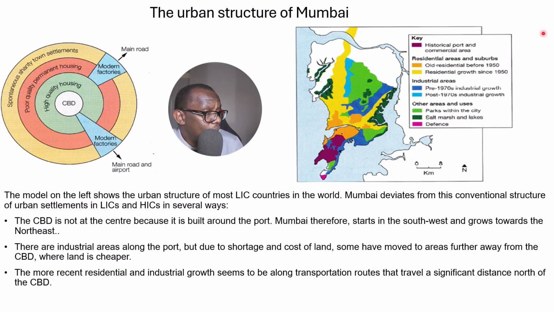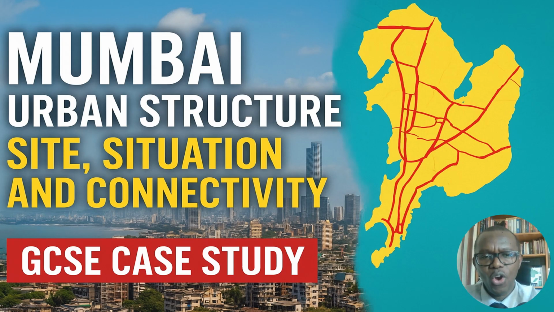Then the more recent residential growth and industrial growth, as I've just mentioned, is growing along the transportation routes. So if you were asked how the growth of Mumbai is different, or you were asked to compare the growth of Mumbai to a typical city in a high income country or low income country, then you would know what to talk about here, because like we've said, its pattern is different to these other two. That brings us to the end of this video on Mumbai's urban structure, site, situation, and connectivity.